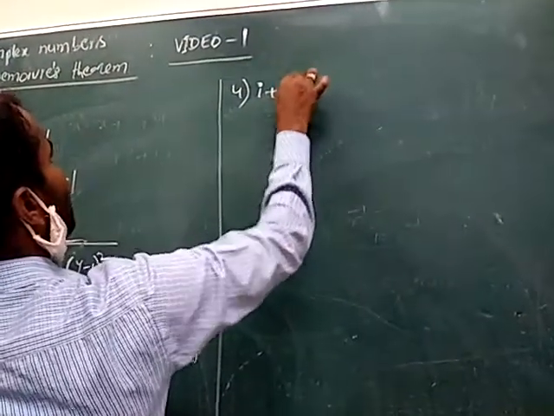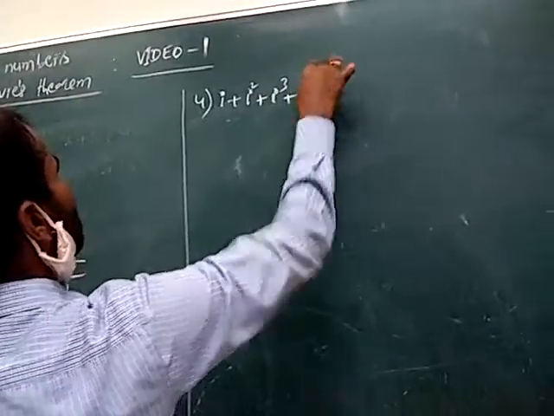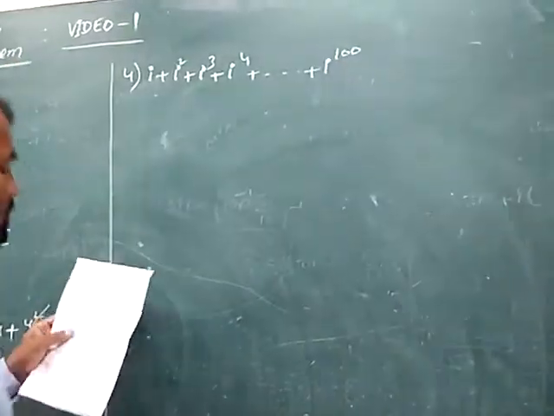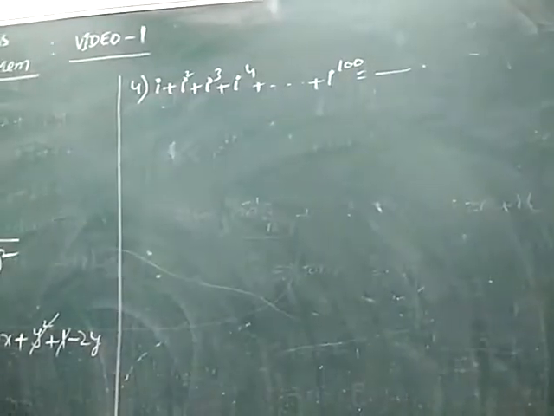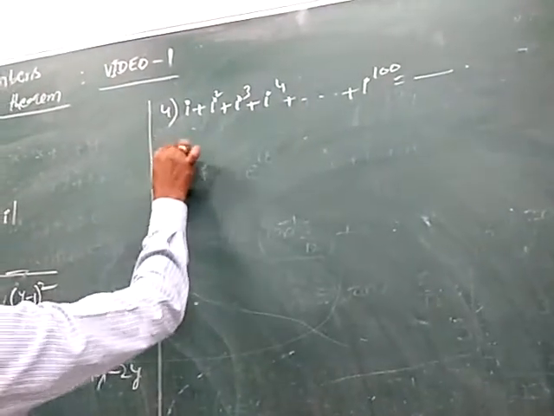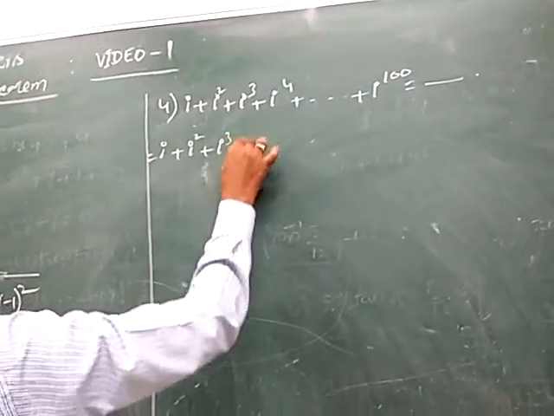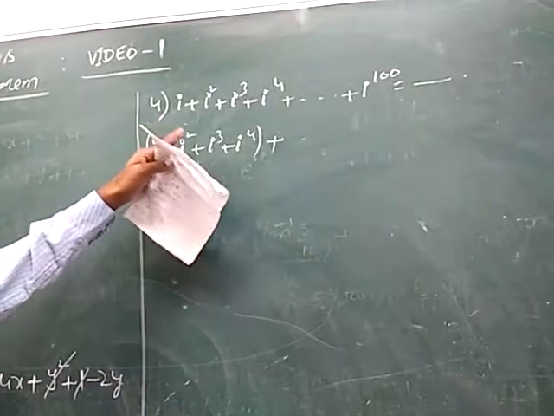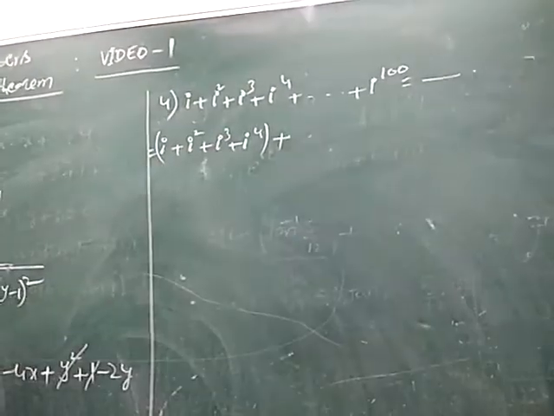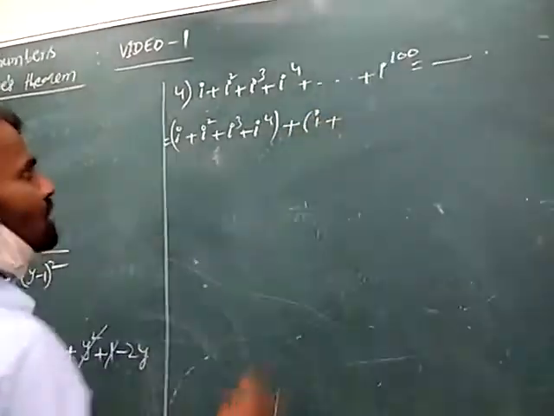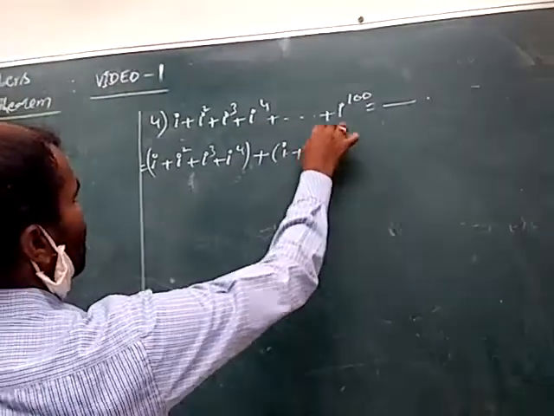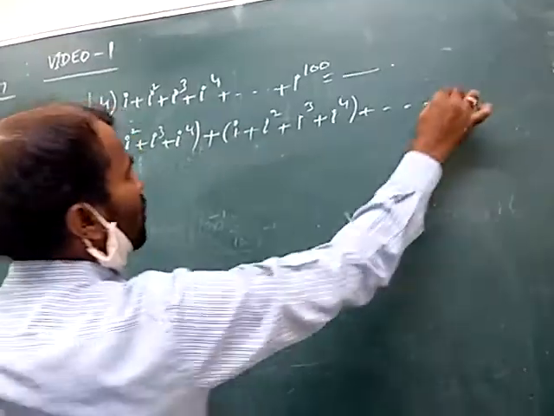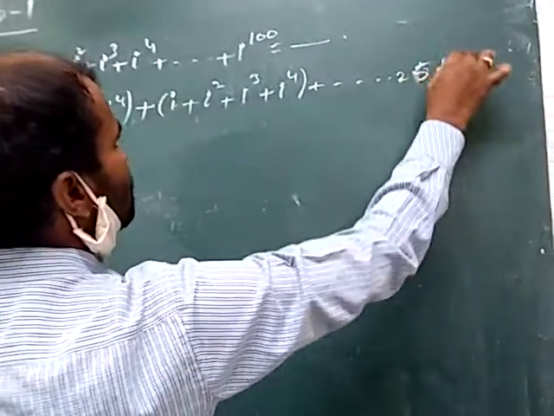I plus I square plus I cube plus I power 4 plus and so on plus I power 100 is equal to? So for that, I plus I square plus I cube plus I power 4, first 4 terms. Next I power 5 is I square into I square into I, which is minus 1 into minus 1 is 1, into I becomes I. Plus I power 6 is I square, I power 7 is I cube, I power 8 is I power 4, and so on. All in brackets, 25 brackets will be there.